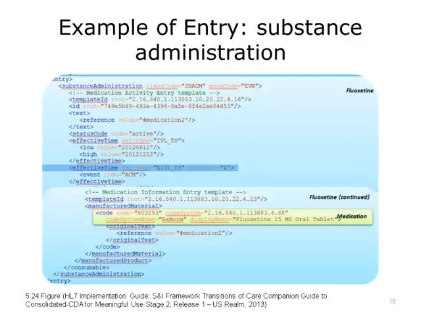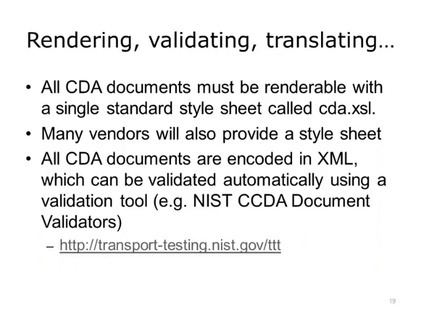By inspecting the fields in the substance administration entry example above, you can tell that the medication has RxNorm code 803293 and formal display name fluoxetine 15 mg oral tablet. At the time of this document, the medication was an active medication for the patient from June 12, 2012 to December 12, 2012. All CDA documents must be renderable with a single standard style sheet called CDA.XSL.